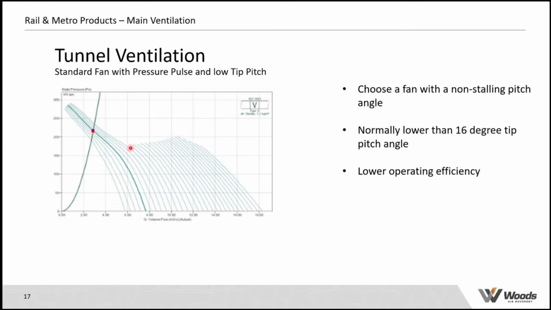But at these lower angles, the curves basically continue and almost go up to zero flow. So these are what we call a non-stalling pitch angle. You can operate the fan safely anywhere within that region. It won't cause any mechanical damage to the fan, but the trade-off is that it will give you potentially lower efficiency.